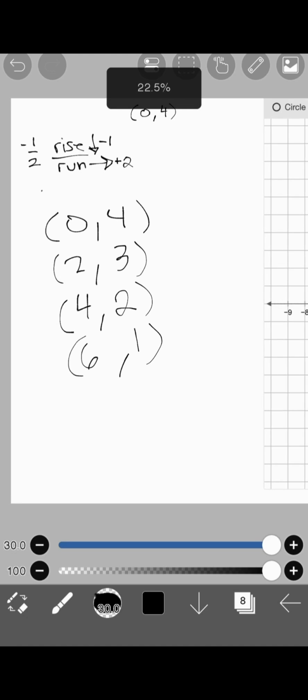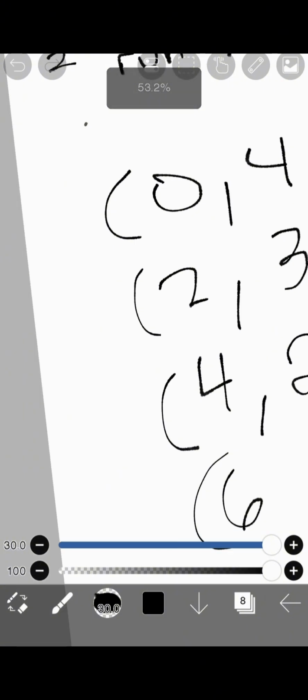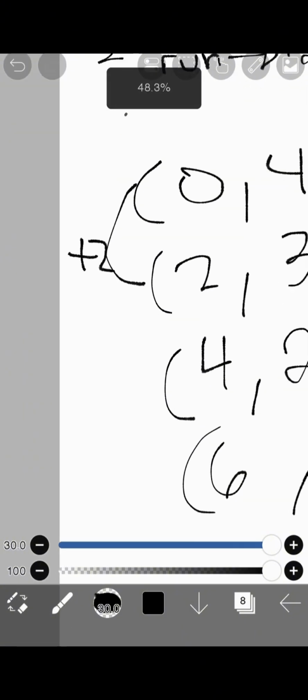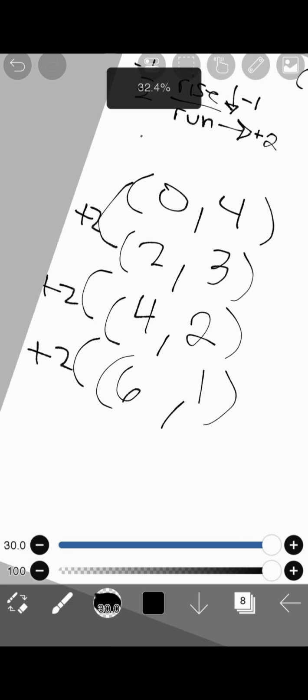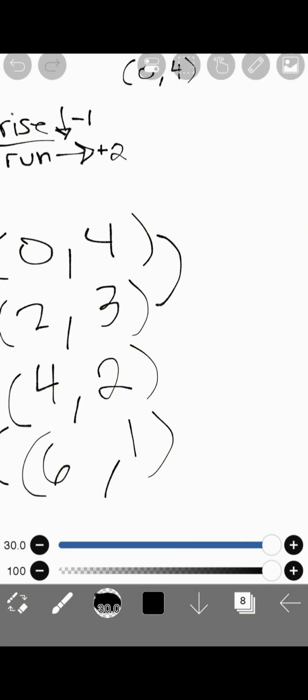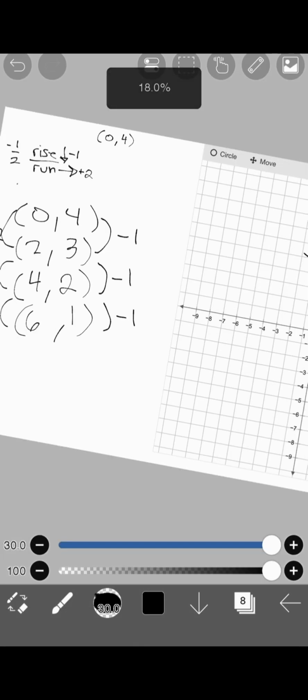Now, like we said, our rise over run goes down 1 time, while our run goes to the right 2 times. And we can see this here. Here the x adds 2, then it adds another 2, then again another 2. Then here the y subtracts 1, again it subtracts 1, and then it subtracts 1.